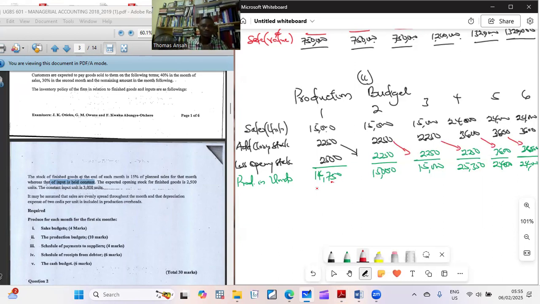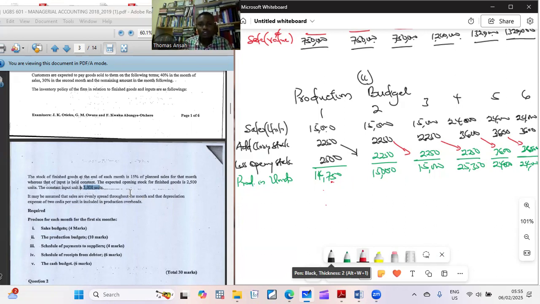All right. So that is how we do it. And for the question to tell you that it is constant, the opening balance is constant. It means that the opening balance would have been 3,000, and the closing balance too would have been 3,000. So for your raw material budget, you start with this, and you will add the opening balance of 3,000 and less the closing balance of the same 3,000 because it is constant.